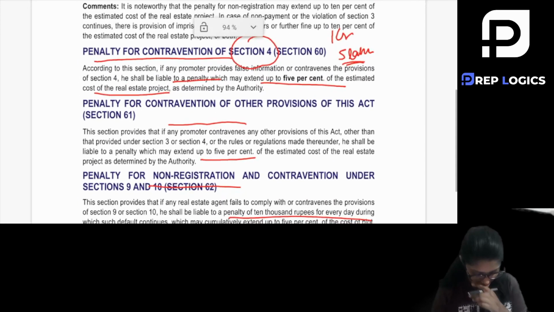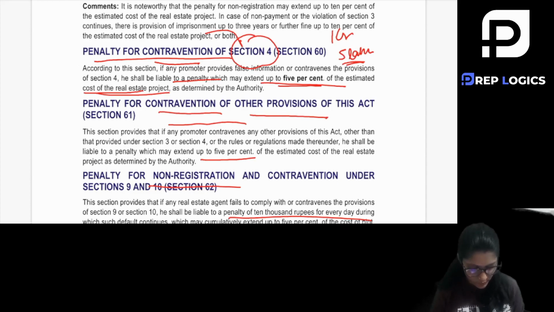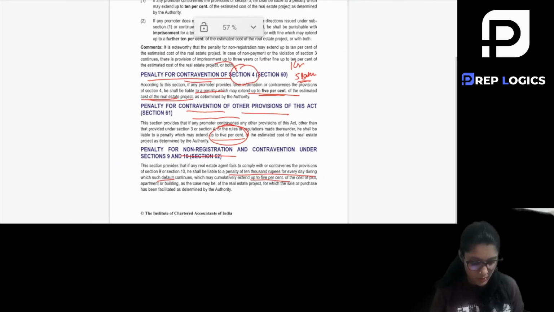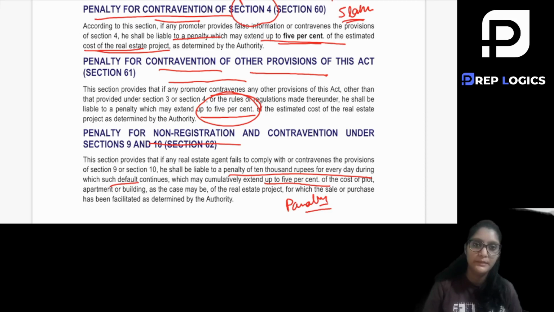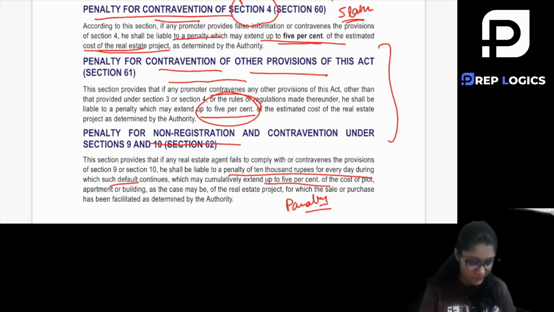Now there are various kinds of penalty. Suppose penalty for contravention of section 4 is 5% of the cost of the real estate project. Contravention of other provisions of this act is 5% of the cost of the project. So the penalty also you just read it. If a penalty comes in any question, you just need to come to this particular page and see what the penalty is.